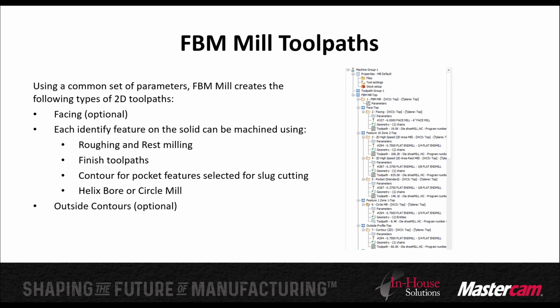Contour can be used for pocket features selected for slot cutting. Helix bore or circle mill for round hole features selected for hole milling. Outside contours, if the stock extends beyond the part in the X and Y axis, is optional. You can see an example of how Mastercam FBM Mill generates the toolpaths.